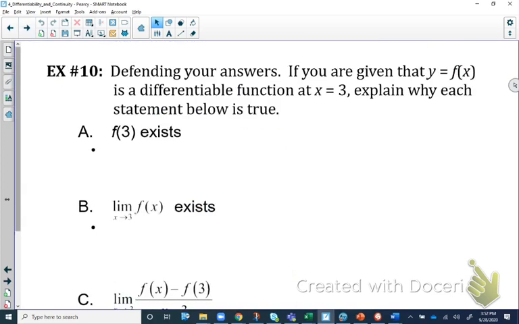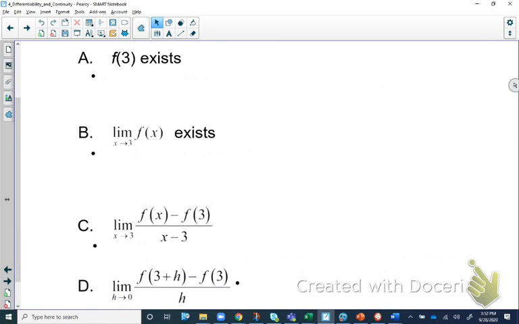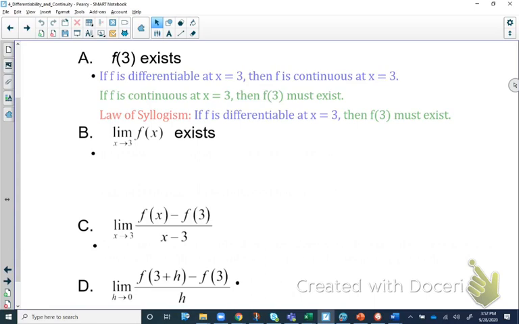So here, these are the last things that we're going to be looking at. Example 10 says, defending your answers. If you are given some function that's differentiable at x is equal to 3, explain why these statements below are going to be true. So we have these 4 statements here. You can go ahead and pause the video and try writing these out. This is where we look at the conditional statements again.